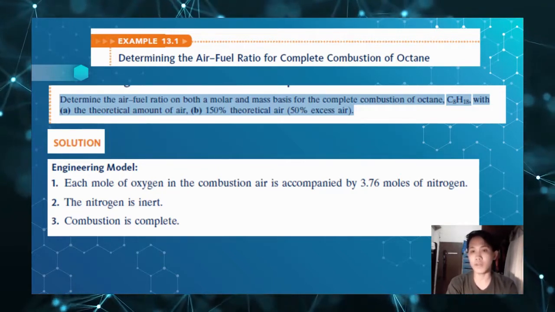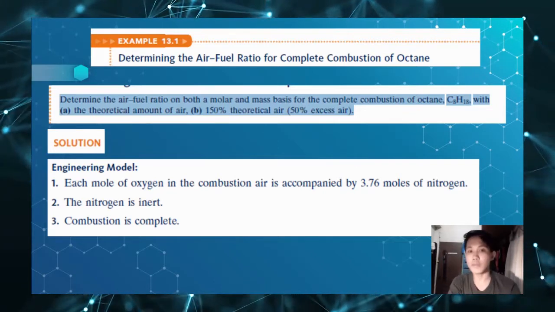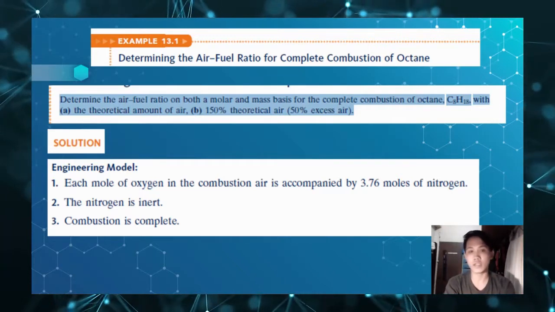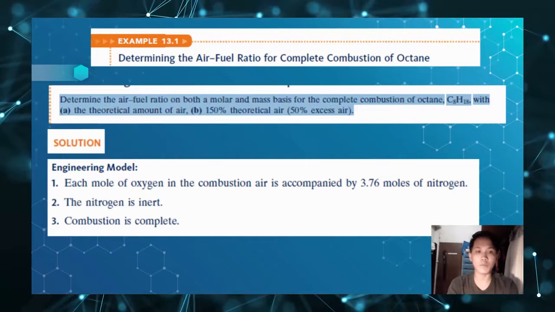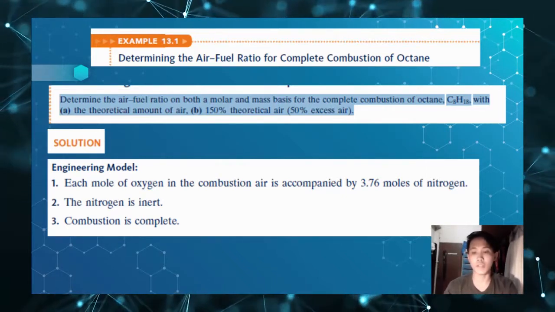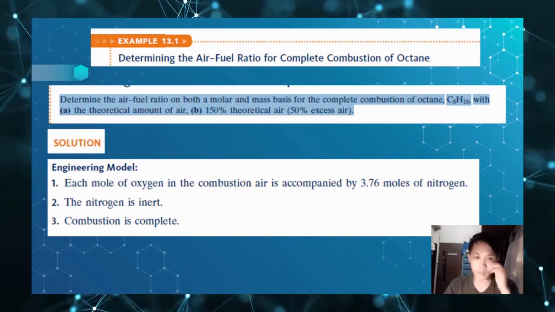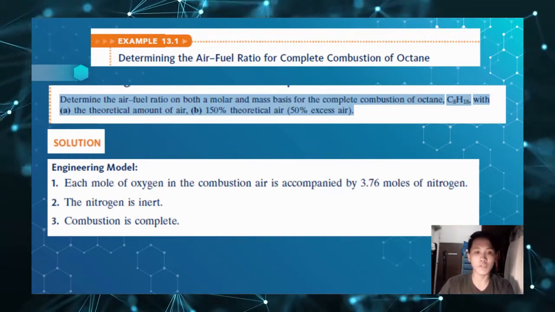a chemical formula of C8H18 with a theoretical amount of air and 150% of theoretical air, which is 50% excess air. So, as the basis of the engineering model, each mole of oxygen in the combustion air is accompanied by 3.76 moles of nitrogen. The nitrogen is inert, which means lacking the ability to react, and combustion is complete.